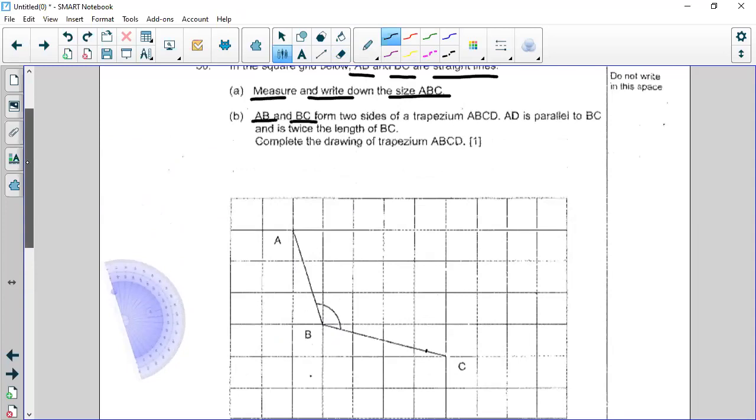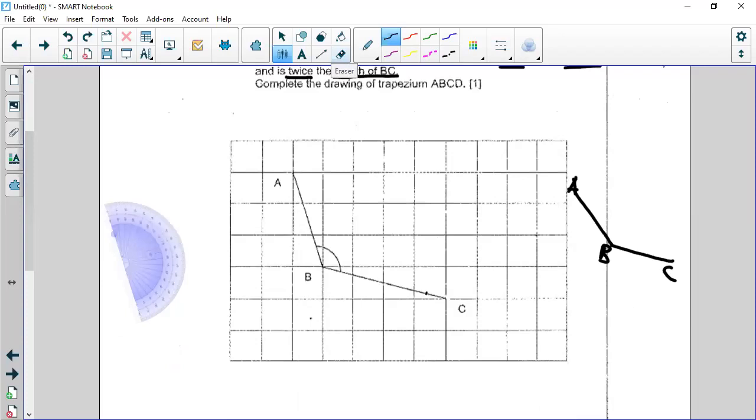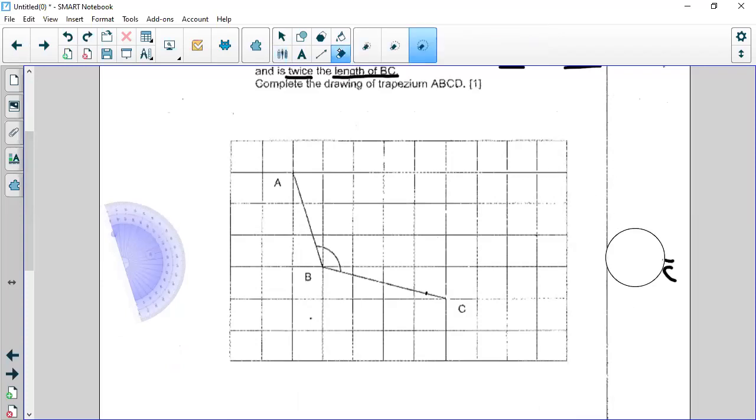AB and BC form 2 sides of a trapezium. So you draw something like a rough sketch. So A, B, and C. Something like that, right? And then AD is parallel to BC, and it is double, twice the length of BC. Okay, let me just draw the rough sketch on the left side so that I have more space.